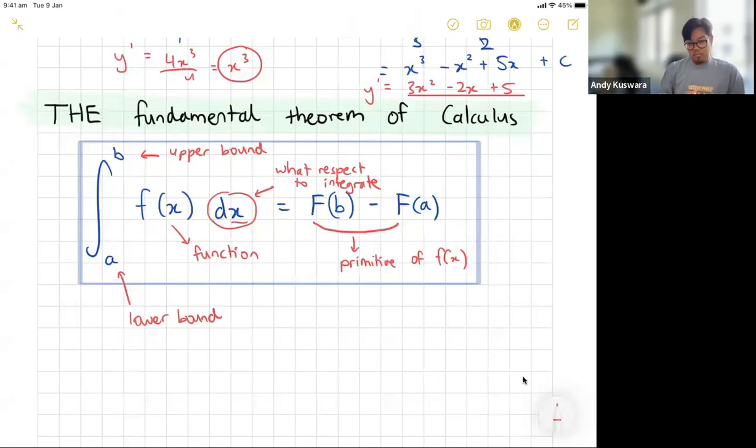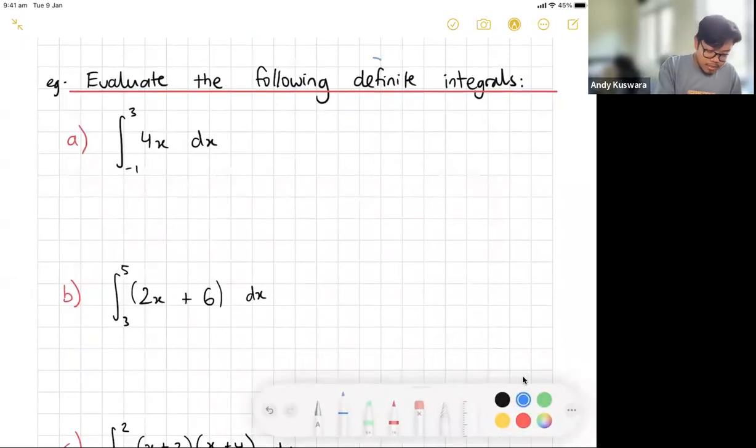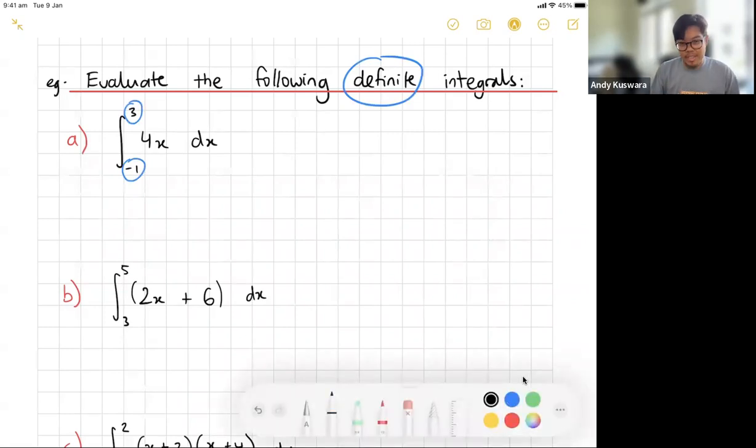Now again, it probably looks a little bit full on at first, but let's do some examples and show you that it's not a scary process. Let's work through some of these together. The way that they'll ask the question is they'll say evaluate the following definite integrals. Definite integrals just means that you have these numbers here. Sometimes you'll have indefinite, and so you can't really evaluate anything. You just have to write plus c. But if it says definite, that means we can actually substitute it in and get an actual number answer.